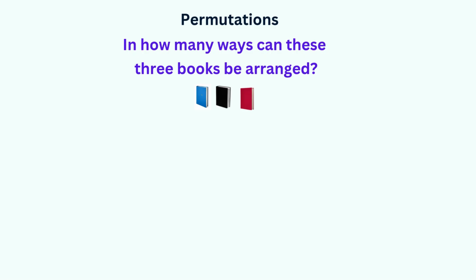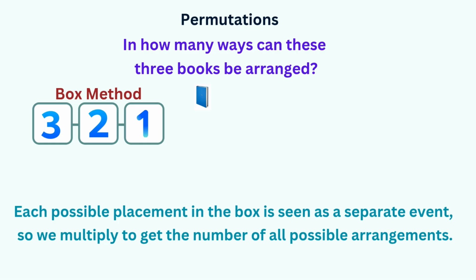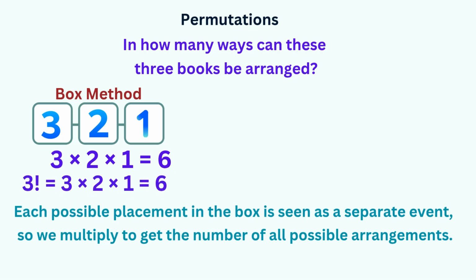A couple ways to visualize the number of permutations for these 3 books is using a tree diagram or the box method. In the box method, we have 3 different spaces to place the books. We have 3 choices for the first spot. Once a book is placed in the first spot, 2 books remain, so 2 choices for the second spot and only 1 choice for the third. That gives us 3 times 2 times 1 equals 6 permutations, which can be denoted as 3 factorial.